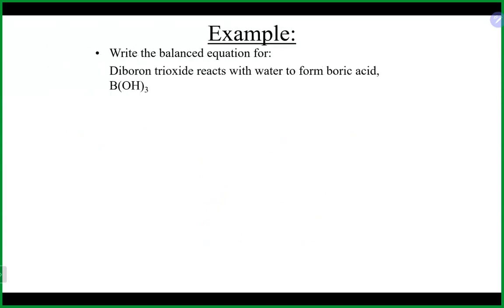All right, take a look at this one here. Write the balanced equation for this here. Diboron trioxide reacts with water to form boric acid. So see what you come up with here.